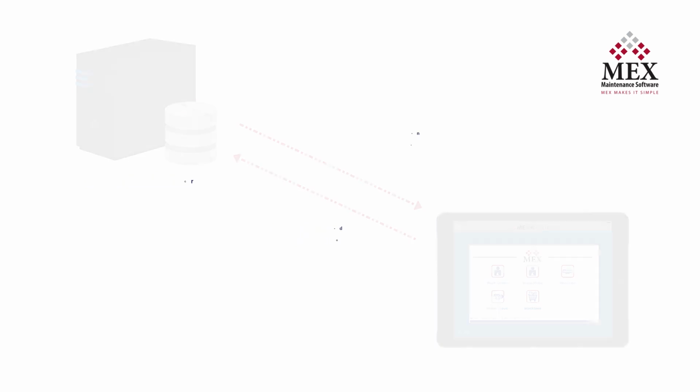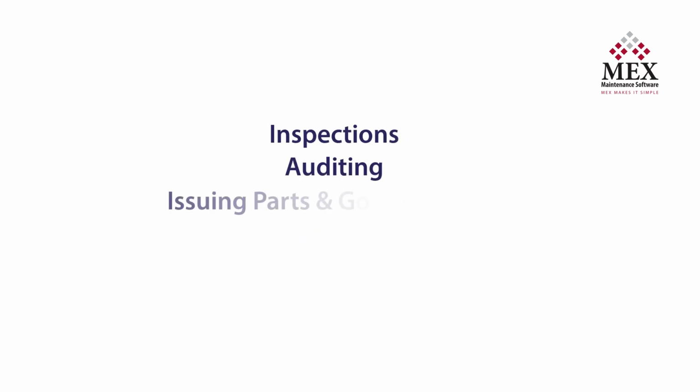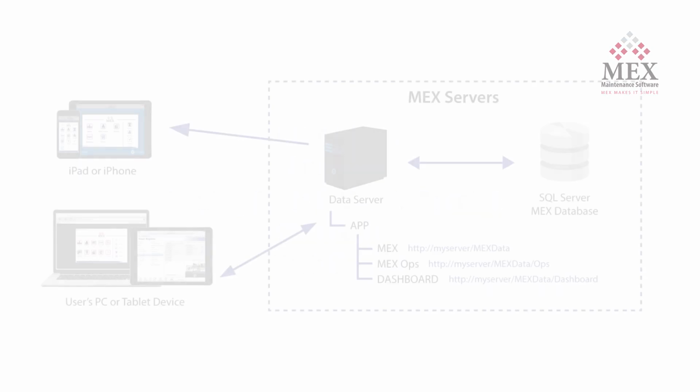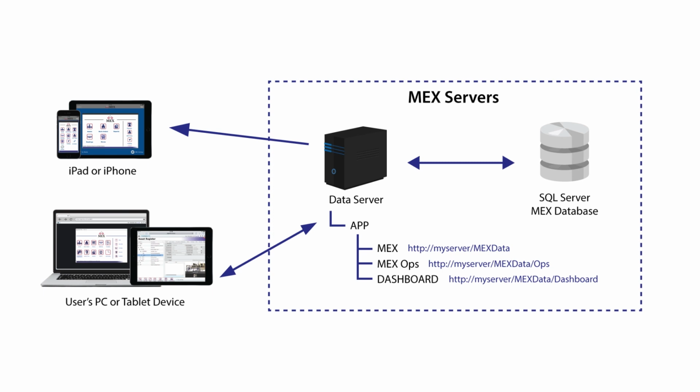You can perform most of the day-to-day functions on the MEX iOS app, including inspections, audits, parts issues and stocktakes, and of course, work order functionality. This combination of internet, browser and mobile device access means that you'll be able to capture all of the information that you need to effectively maintain your equipment.